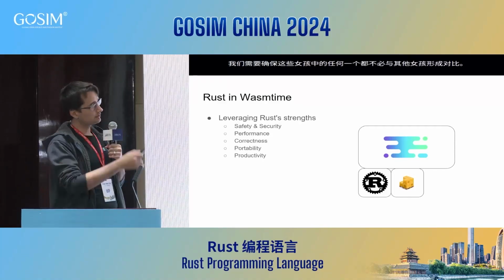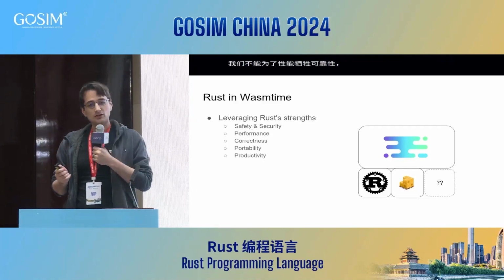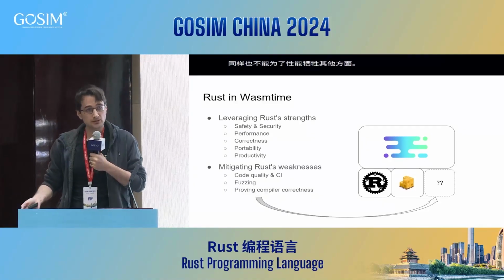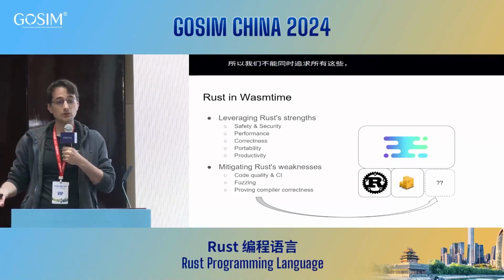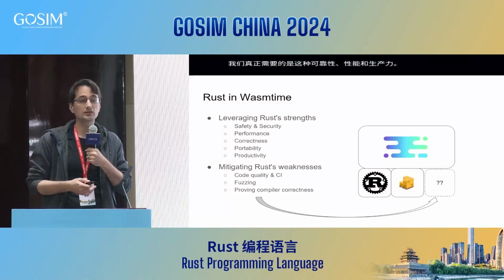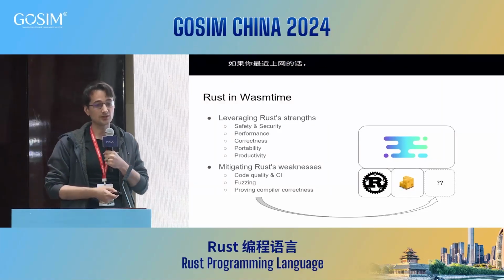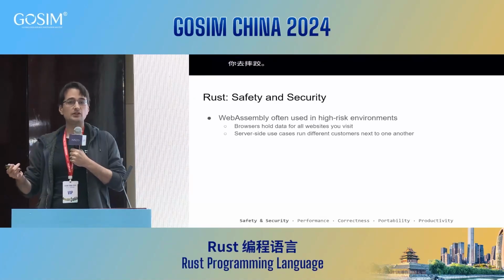But then additionally, there's a bit of a missing piece in the foundation here. And so I also want to talk a little bit about Rust's weaknesses. So these are cases where Rust is not helping us or doesn't necessarily have tools. So we're talking about code quality and CI and fuzzing and proving various correctness about the compiler itself in Wasmtime. So the first thing I want to talk about is the safety and security of Rust.